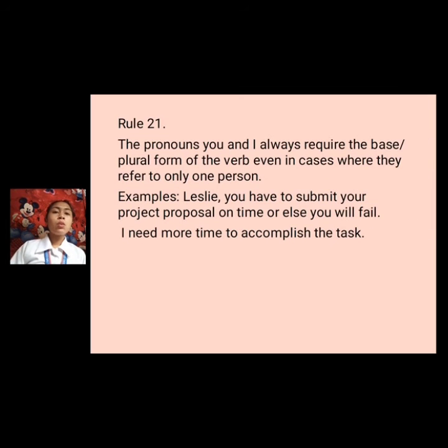Rule number 21. The pronouns you and I always require the base or plural form of the verb even in cases where they refer to only one person. Examples: Leslie, you have to submit your project proposal on time or else you will fail. Second example is, I need more time to accomplish the task.